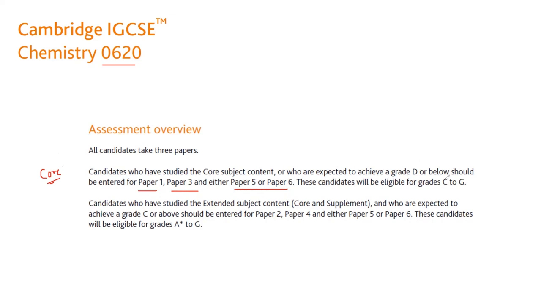But if you select a core, the maximum grade you can get is C, from C to G. So that's why you will not select a core. What you will select or study, you will study the extended part. For this extended part, you will select a combination of paper 2, 4 and either 5 or 6. So we will select 6 here. And these candidates are eligible from A star to G, when you appear for the extended one.